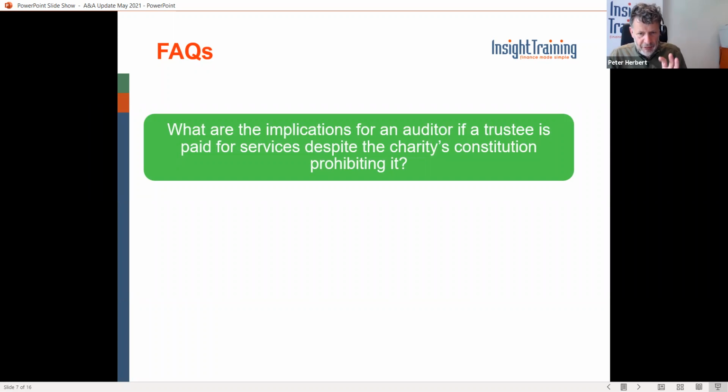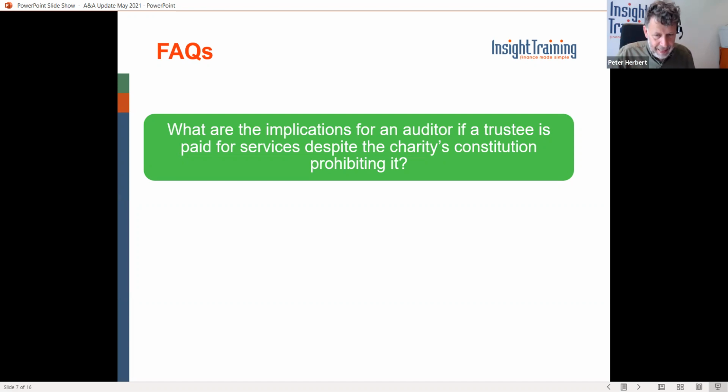There are, of course, very strict rules around payments being made to trustees of a charity. Very unlikely that a trustee would be paid for being a trustee. It's more likely that a trustee would be paid for other services provided to the charity, provided an appropriate protocol was followed, and that includes, based on charity law, the charity's constitution must not prohibit it. Now, here the payments are being made despite that prohibition being in place.